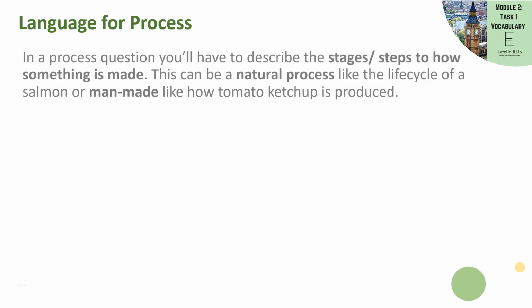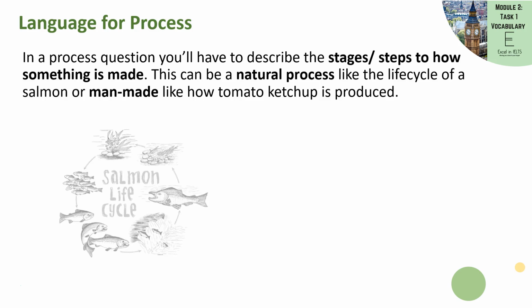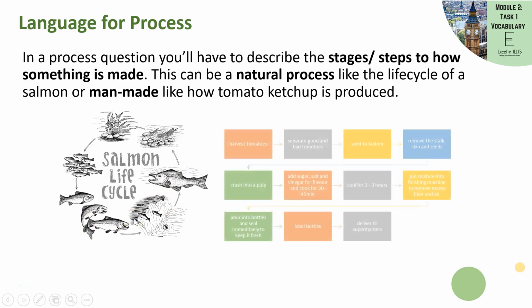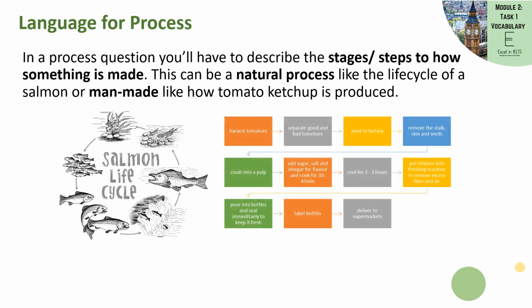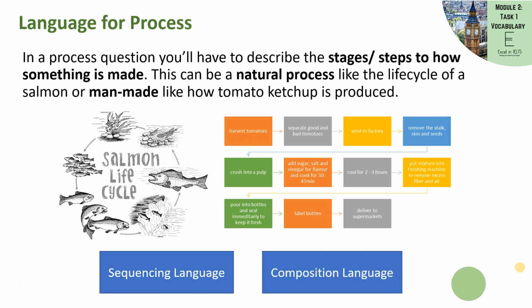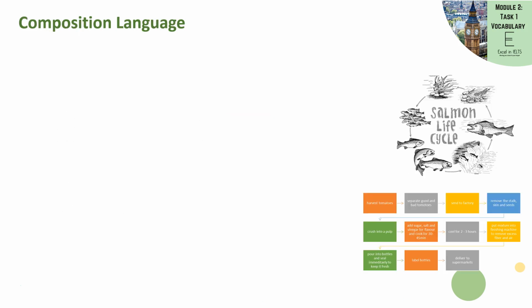Now to language for process questions. So in a process, you have to describe the stages or steps to how something is made. This can be a natural process, like the life cycle of a salmon, or it can be a man-made process, like how tomato ketchup is produced. In either case, you need a mix of sequencing language and composition language.